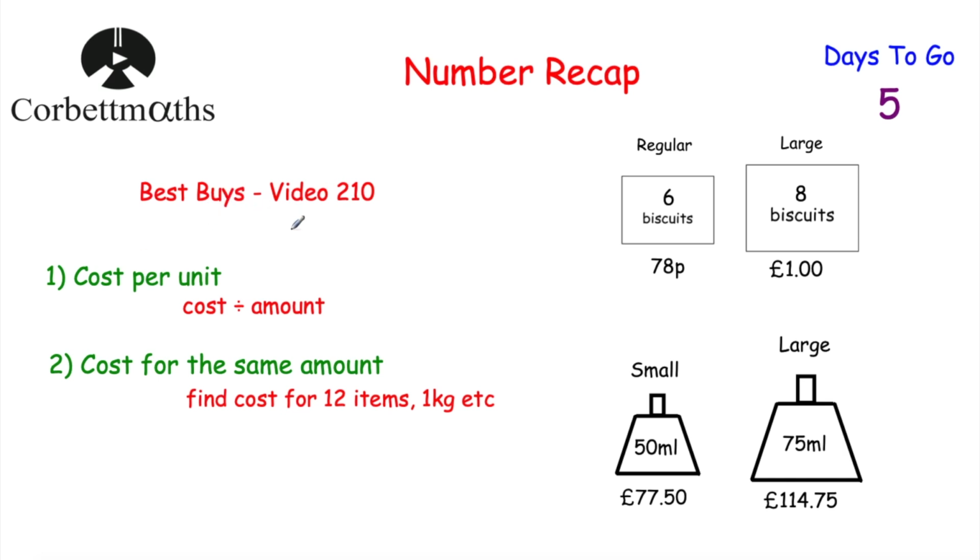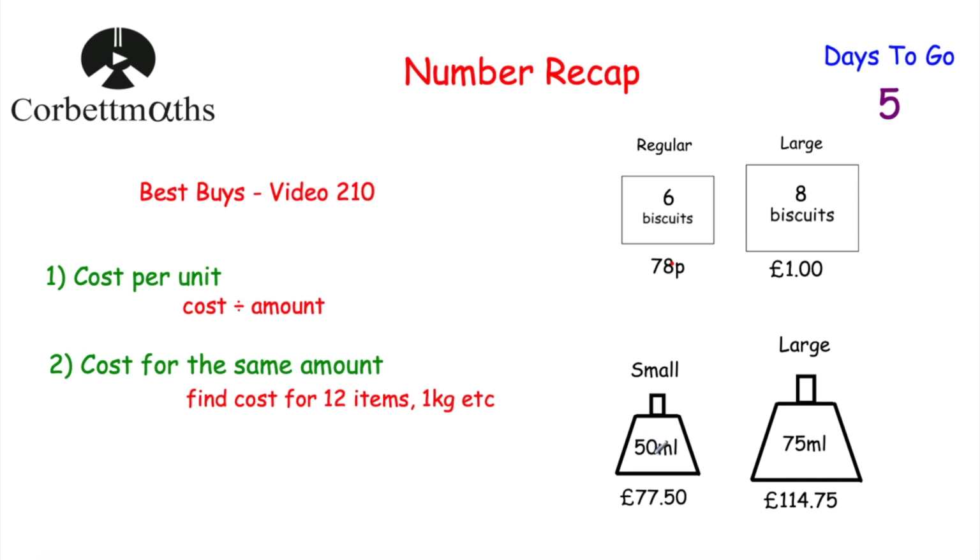So in terms of best buys, 2 approaches that I use whenever I'm dealing with best buys is either to take the cost and divide it by the amount. So in terms of these biscuits, we could take the costs and divide by the number of biscuits in each packet. So you could do 78 divided by 6, and that's equal to 13p. So that means it's 13p per biscuit in that packet. Or here you could take the £1 or the 100 pennies and divide it by 8, and that's equal to 12.5p per biscuit. So as you can see, this packet of biscuits is better value for money. So that's one approach you could use.